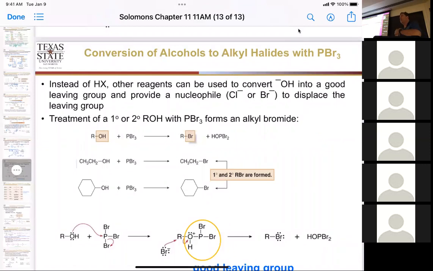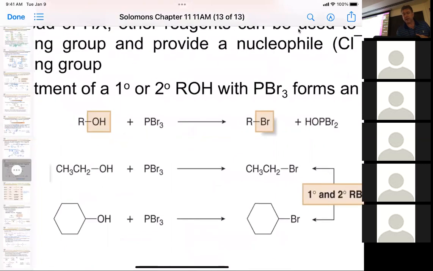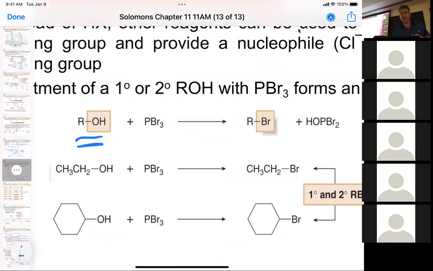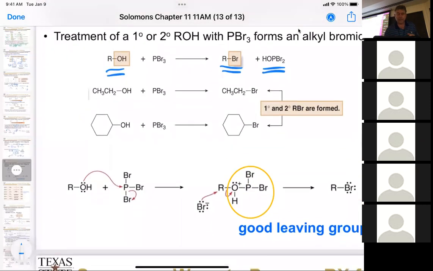One thing we need to know about phosphorus is it really loves oxygen. And if it can extract an oxygen from anywhere, it's going to. And so that's what it's going to do in this case. So what we're going to see here is we're going to have our alcohol, and it can be a primary or secondary. Tertiary is a little too hindered. And it's going to react to give us our alkyl bromide and a compound with our oxygen bound to our phosphorus. So let's look at how that works.